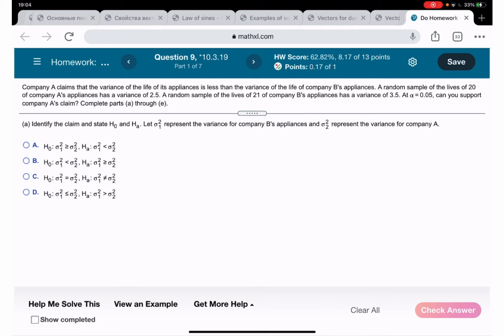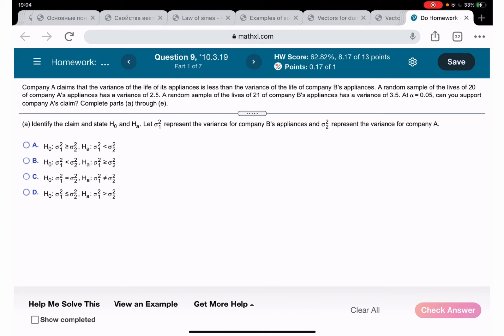Question number 9. A company A claims that the variance of the life of its appliances is less than the variance of the life of company B's appliances. A random sample of the lives of 20 of company A's appliances has variance 2.5. A random sample of lives of 21 of company B's appliances has a variance of 3.5. At alpha equals 0.05, can you support company A's claim?